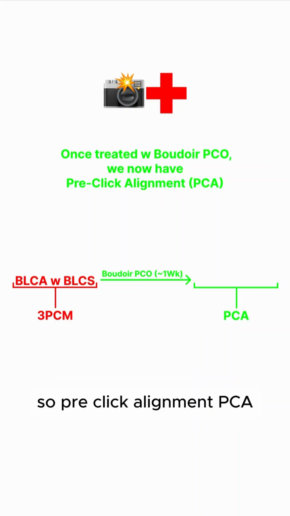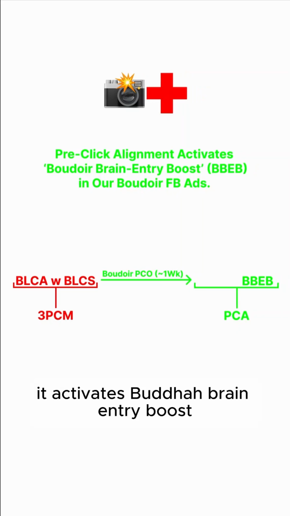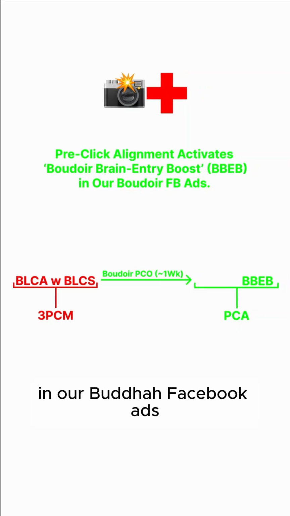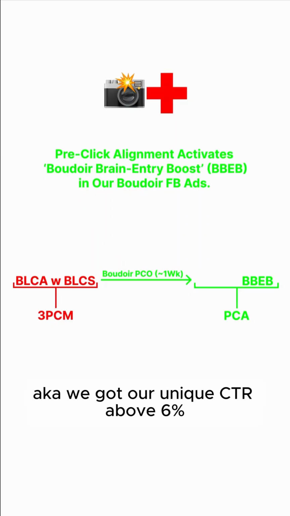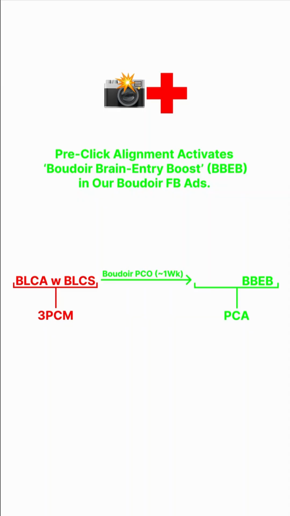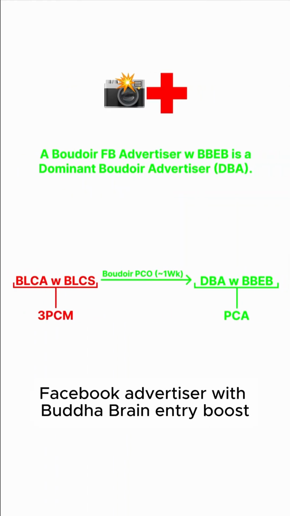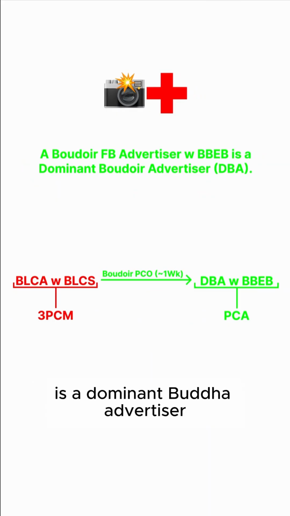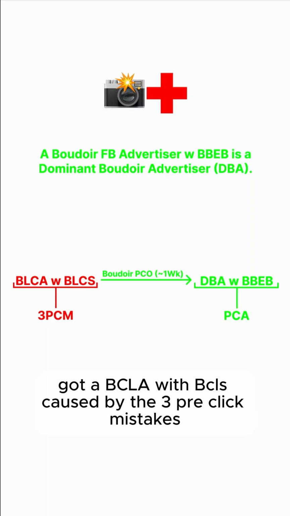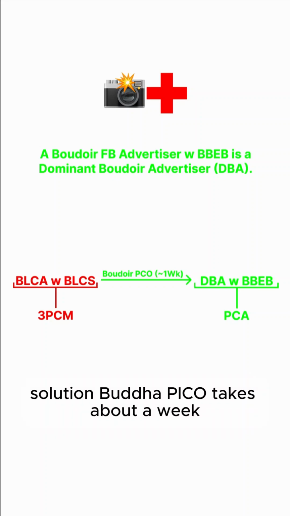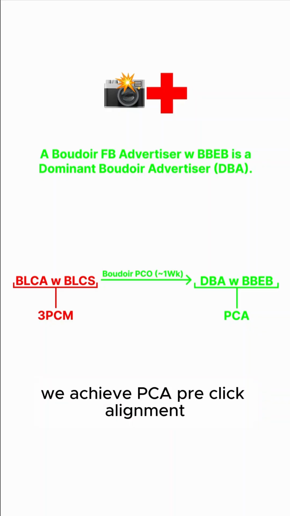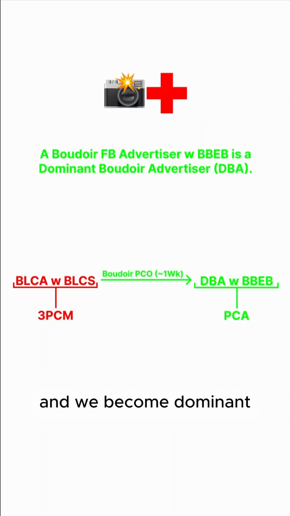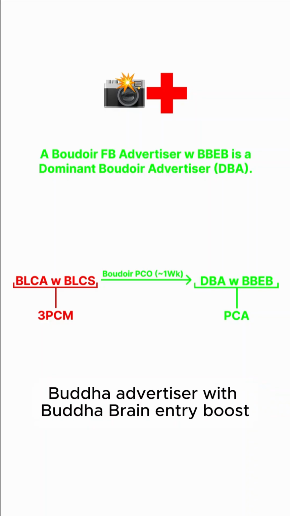Now, once treated with Boudoir Pico, we now have pre-click alignment, PCA. It activates Boudoir brain entry boost in our Boudoir Facebook ads, AKA, we got our unique CTR above 6%. And a Boudoir Facebook advertiser with Boudoir brain entry boost is a dominant Boudoir advertiser, a DBA. So it's our full universe here. Got a BLCA with BLCS caused by the 3 pre-click mistakes. Solution Boudoir Pico takes about a week. We achieve PCA, pre-click alignment, and we become a dominant Boudoir advertiser with Boudoir brain entry boost.